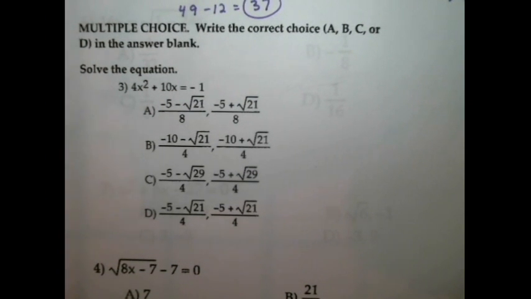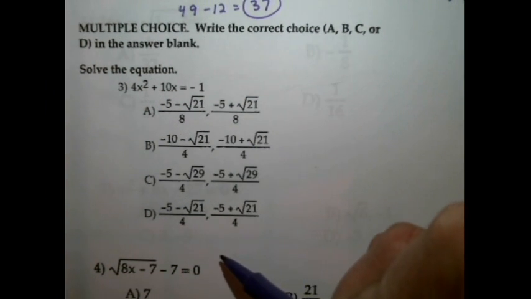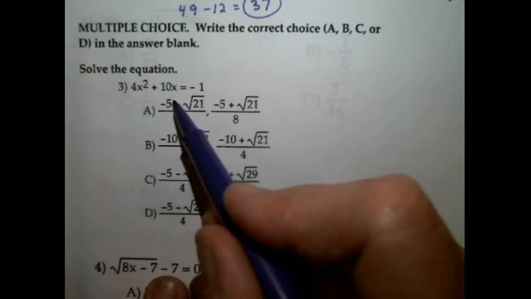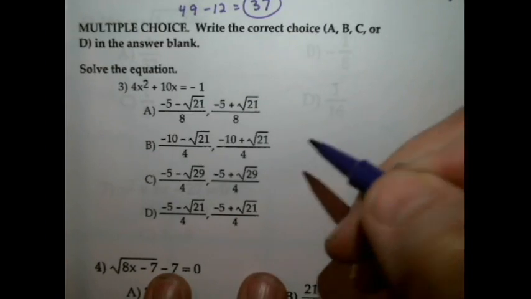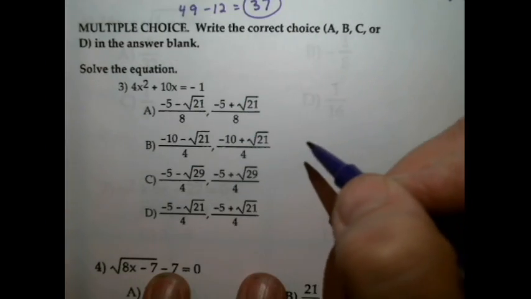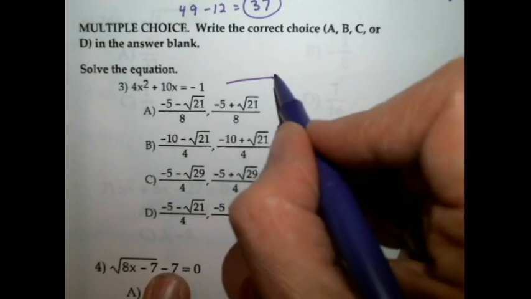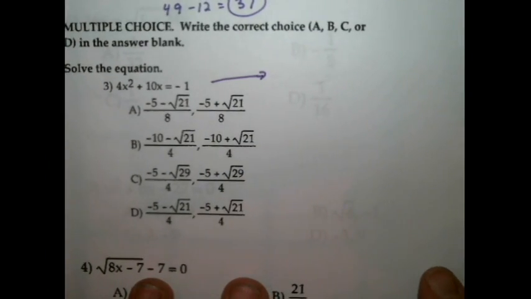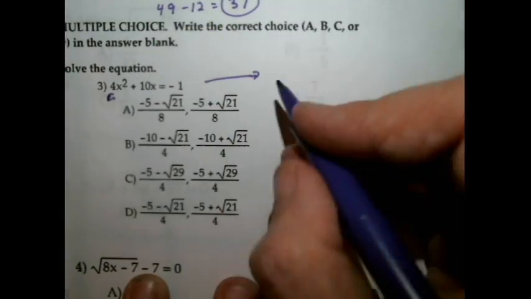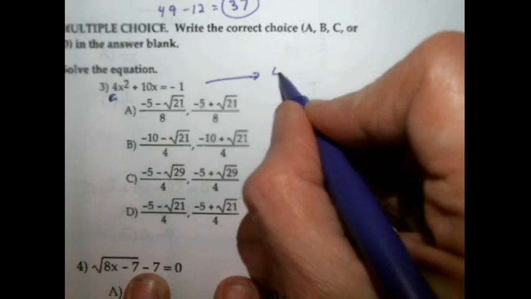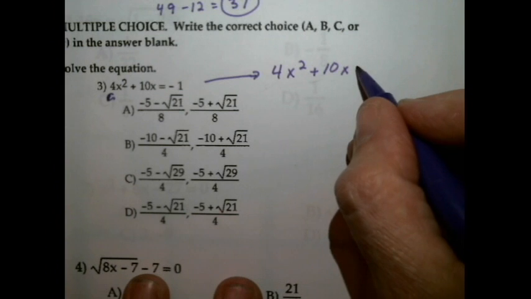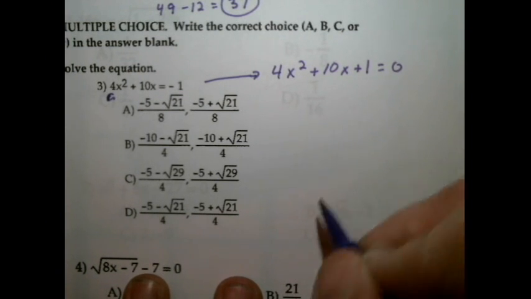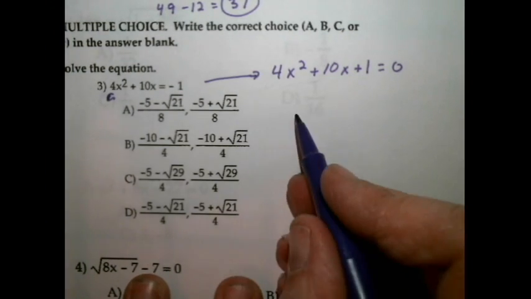Now for number 3, we actually show you all the options for the multiple choice. To solve this, looks like we're going to use the quadratic formula, since all of these have irrational roots. So in order to solve this, first we're going to go through and use the quadratic formula. In order to do that, we have to get everything to one side. So we're going to add 1 to both sides of the equation. So we have 4x squared plus 10x, adding 1 to the other side is plus 1. So that's equal to 0. Now we can use the quadratic formula.